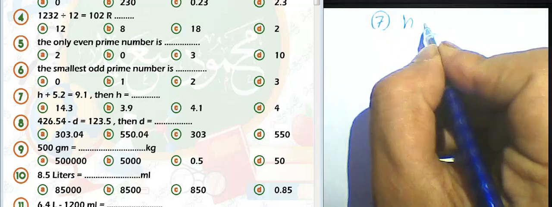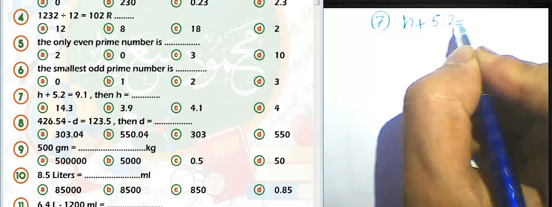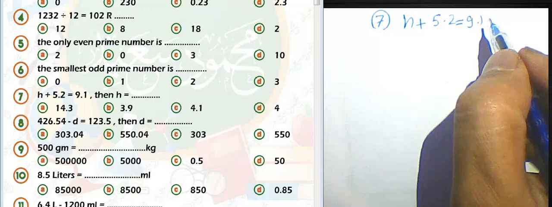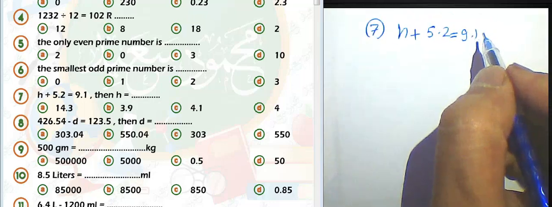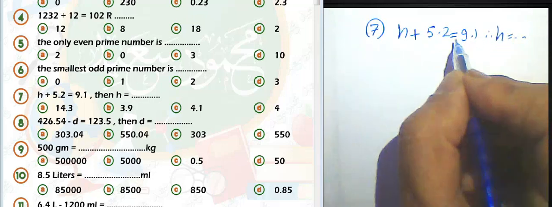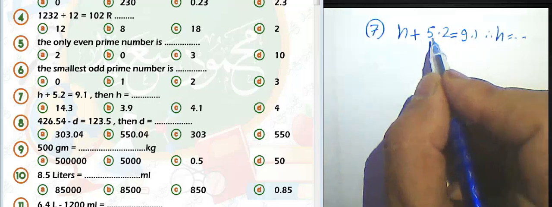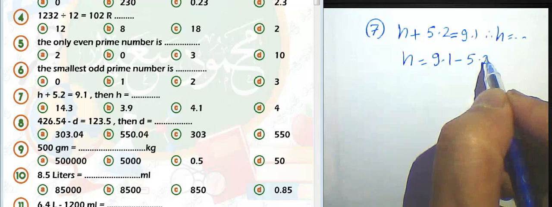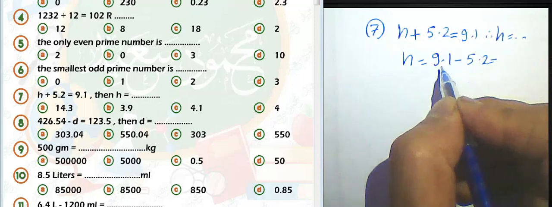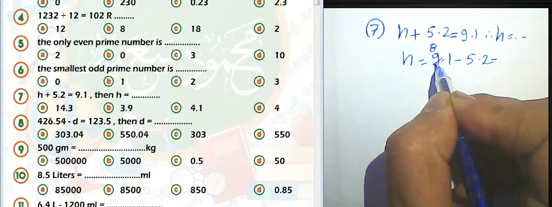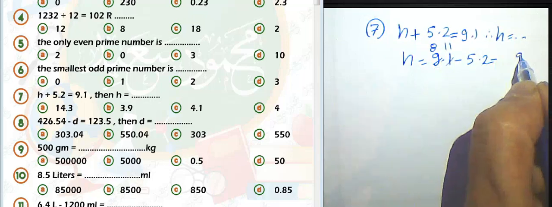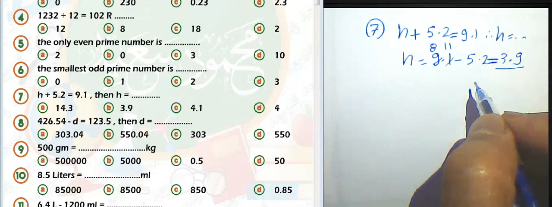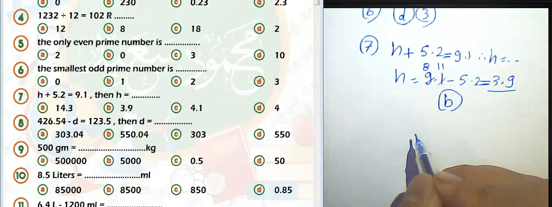h plus 5.2 equals 9.1. Then h equals what? We can find h by subtracting 5.2 from 9.1, so h will be 9.1 subtract 5.2. 1 minus 2, we can't, so we must borrow 1 from 9, which becomes 8, and 1 becomes 11. 11 minus 2 equals 9. 8 minus 5 equals 3. The result will be 3.9. So we must choose letter B about question number 7.